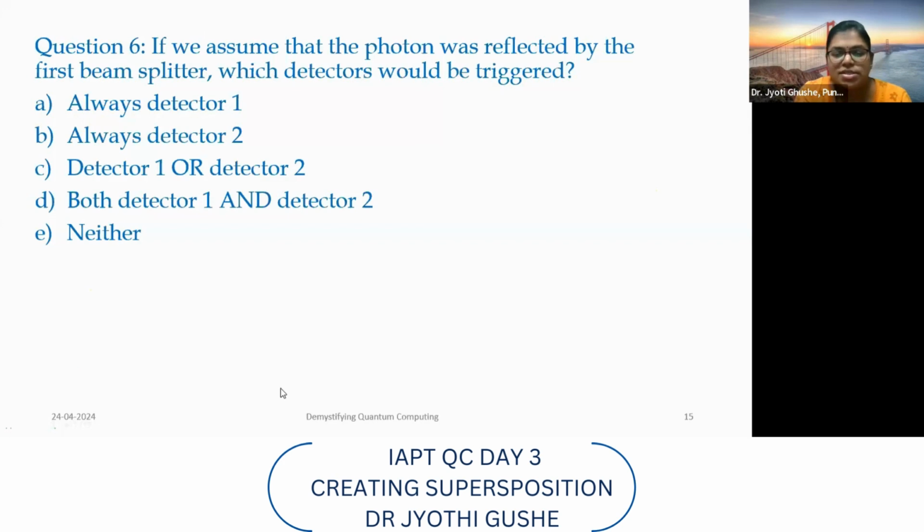Please write your answers in the chat box. I can see the chat box full of messages. Yes, fantastic. Everyone is writing. Since it was clearly observed by all of you that answer option A is correct, if I just show here the answer, you will see that it is always detector 1 which was triggered when the photon reaches over. Now here, this is very important. We are assuming that the photon was reflected by the first beam splitter. I will come to that later again.